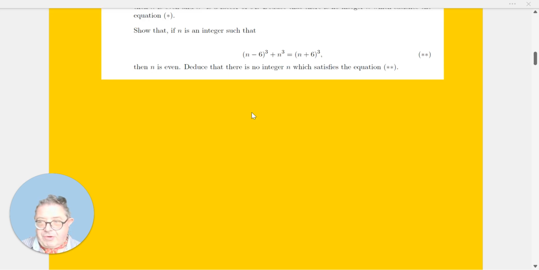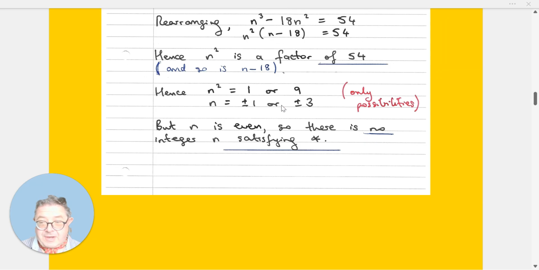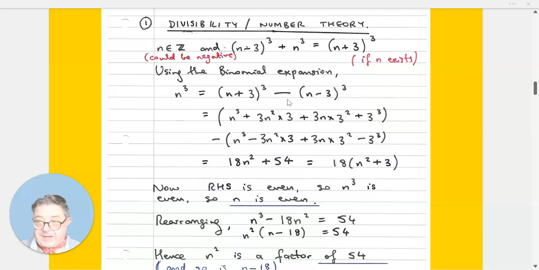Normally, if it says n is an integer, I tend to write that down, and the reason I do that is just to make it clear to me what the conditions are. n could, of course, be negative here. So, we've got our equation. I'm going to multiply out the brackets and simplify. And it seems to me that taking n plus 3 cubed, minus n minus 3 cubed to the right will give us a nice simplification, because when we expand our brackets, there are going to be terms that cancel.